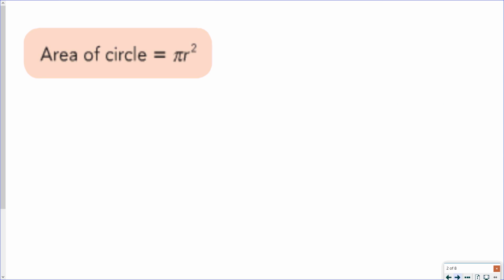Of all the slides today, this one will probably be the most important, and that's the area of a circle formula. And area of a circle is pi r squared. And so that means pi times the radius squared.